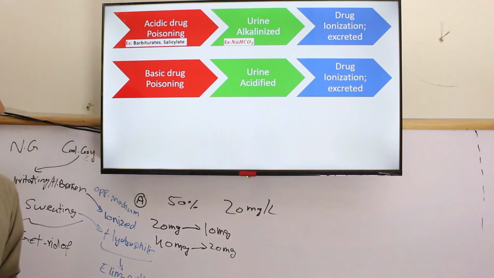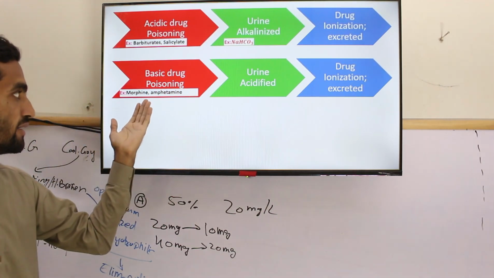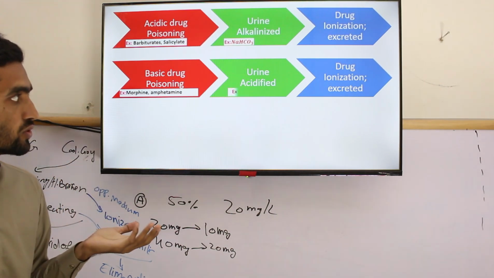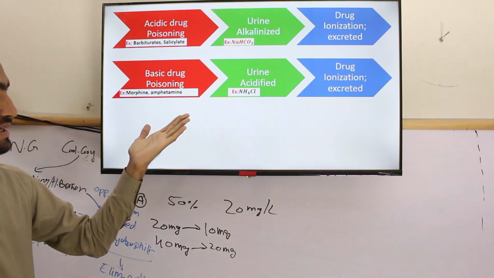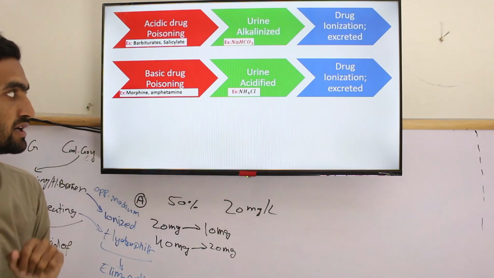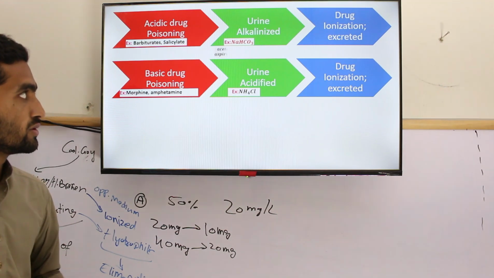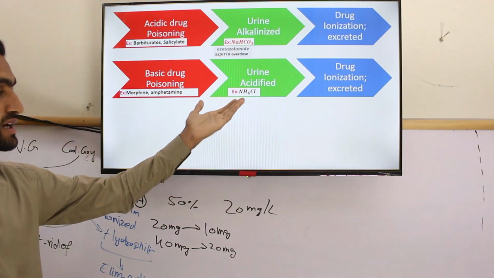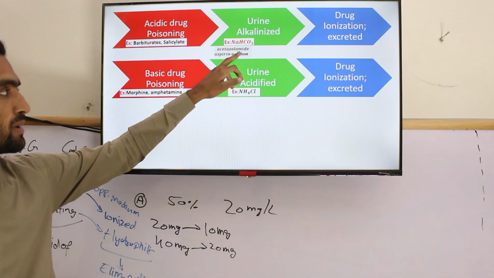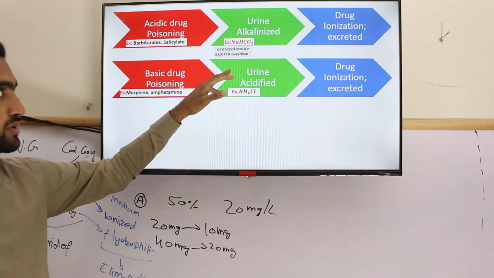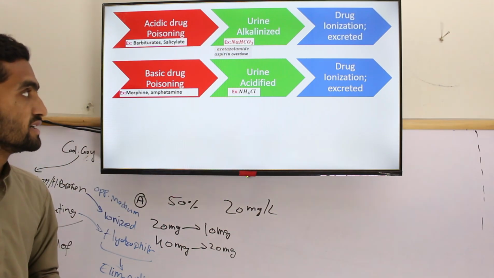So finally, ionization and excretion for the basic drug, for example, morphine or amphetamine. We can give NH4Cl, ammonium chloride. In this way we can acidify the urine. Other examples are acetazolamide and aspirin overdose. In this way we can alkalize the urine.